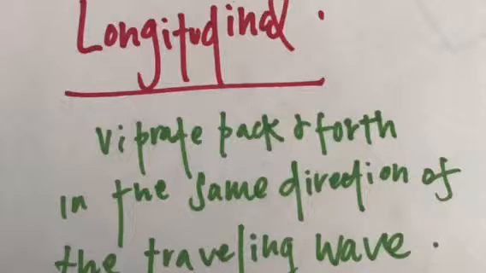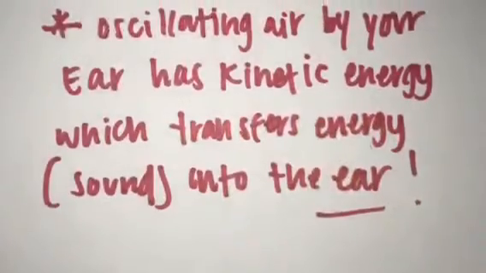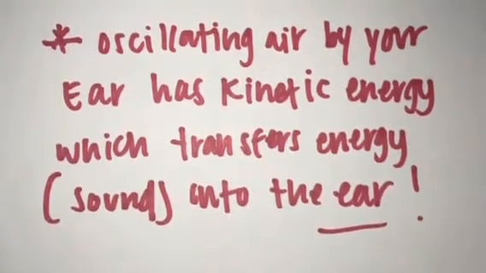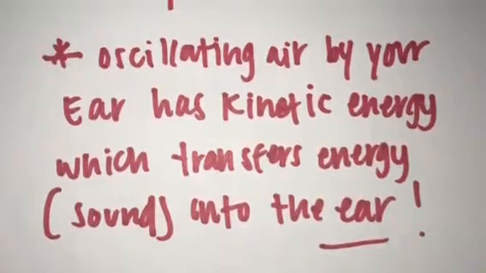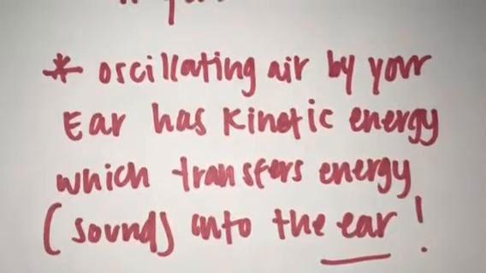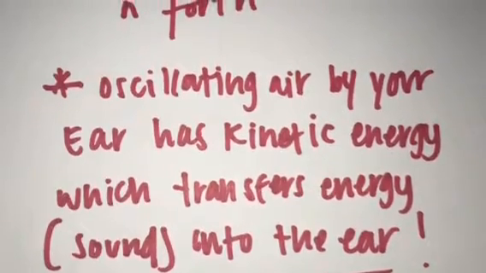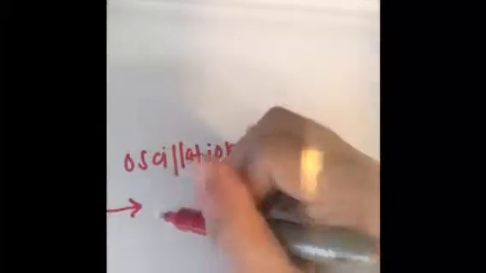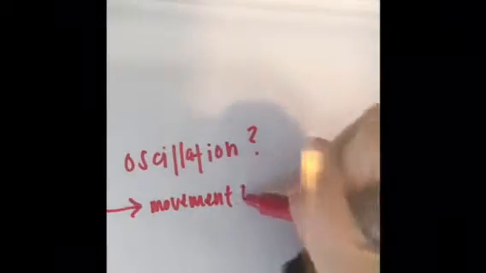And now for a longitudinal wave, it's a wave that vibrates back and forth in the same direction as the traveling wave. So for a string instrument, it contains longitudinal waves, and basically the oscillating air by your ear has kinetic energy, which transfers the energy or the sound into the ear. Now, you may wonder, what is an oscillation though? Well, an oscillation is the movement back and forth on the string.